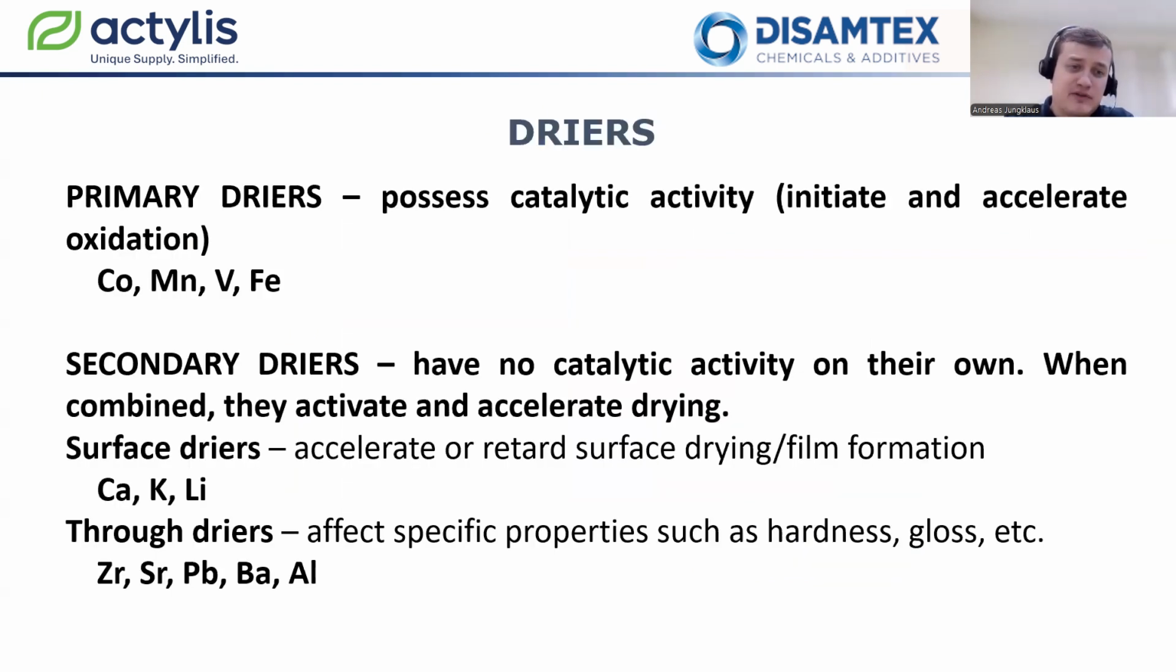Dryers, just to give a brief explanation, are metallic compounds that help the paint film dry and harden through oxidation. As I said before, there are 2 main categories of dryers, also called siccatives, used in oxidative drying coating systems such as alkyd paints: primary and secondary dryers.